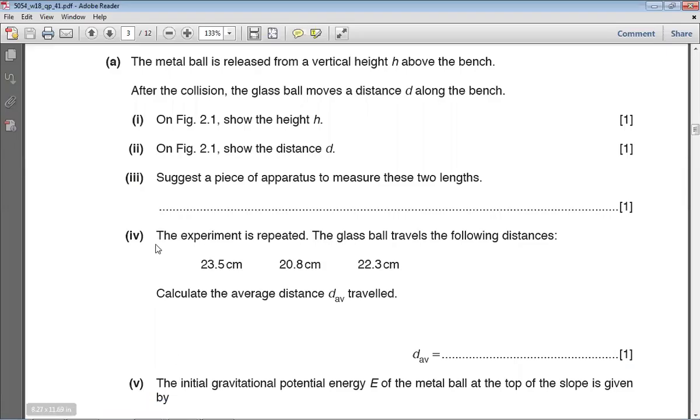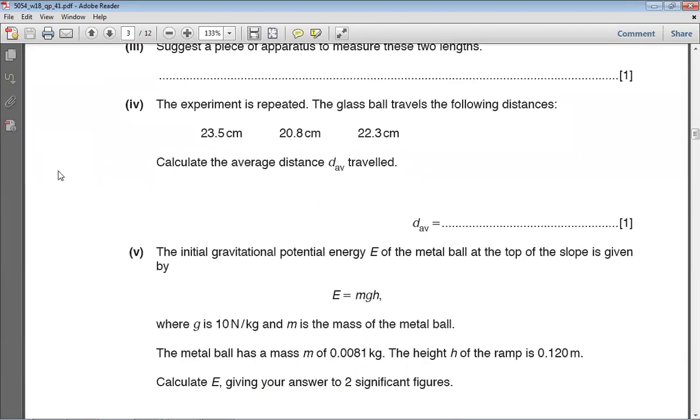Then the fourth part. The experiment is repeated. The glass ball travels the following distances: 23.5 centimeter, 20.8 centimeter, 22.3 centimeter. Calculate the average distance traveled. Okay, so if you want to find out the average distance traveled, you add these three distances, and whatever the sum is, you divide that sum by 3.